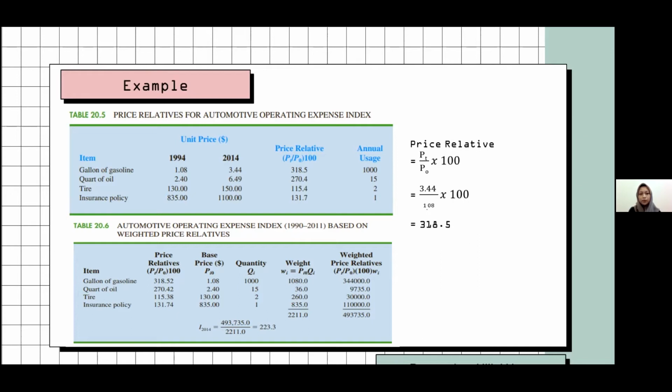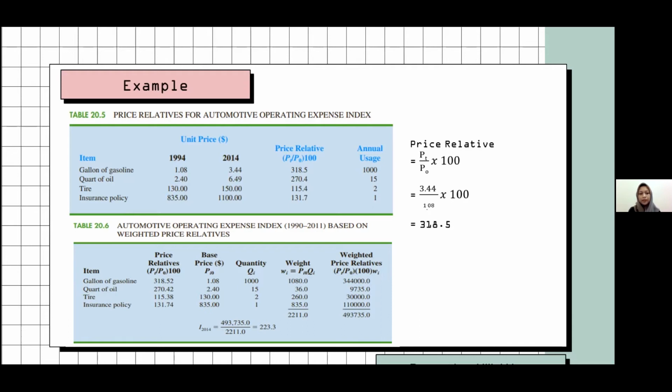This is an example for price relative. Here, we can calculate the price relative, and the formula is price in period T divided by base period price, multiplied by 100. For example, a gallon of gasoline: 3.44 divided by 1.08, and the result is 380.5.